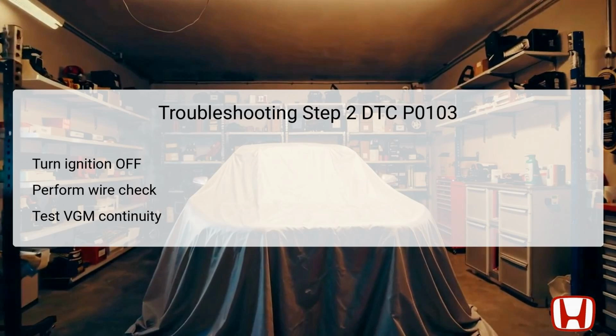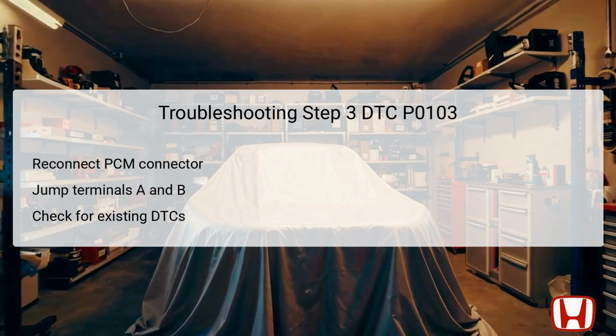If the continuity test returns a yes, this indicates that the vehicle ground module, VGM, wire is functioning properly, and you can proceed to step 3. If the test indicates a no, it highlights the presence of an open circuit in the VGM wire between the PCM and the MAF IAT sensor, necessitating repairs.